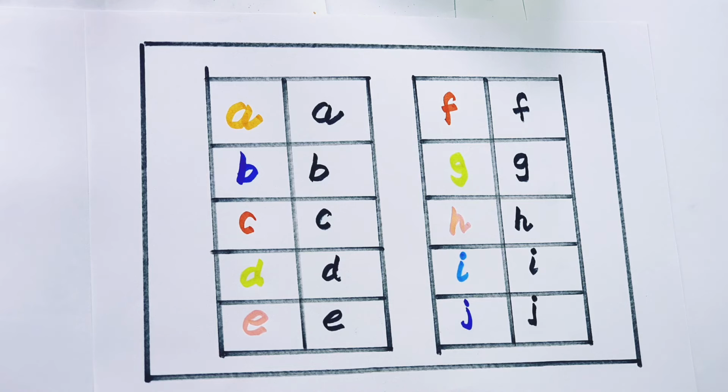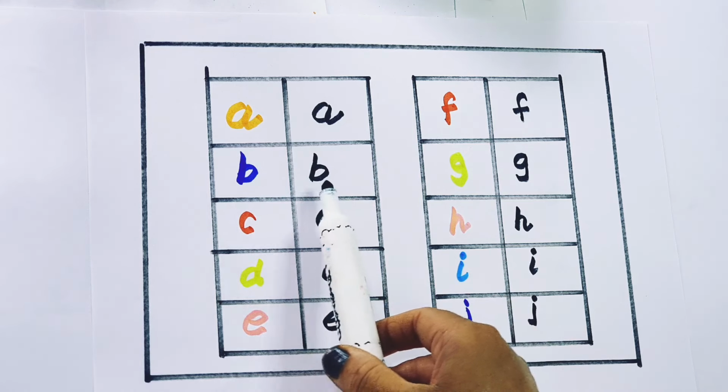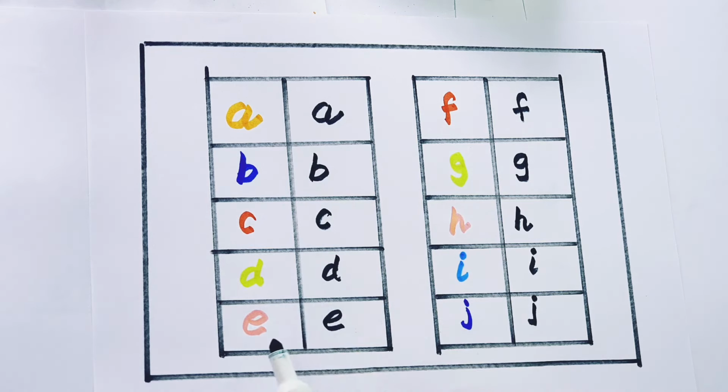So kids, what did we learn today? We learn A, B, C, D, E, F, G, H, I, J.